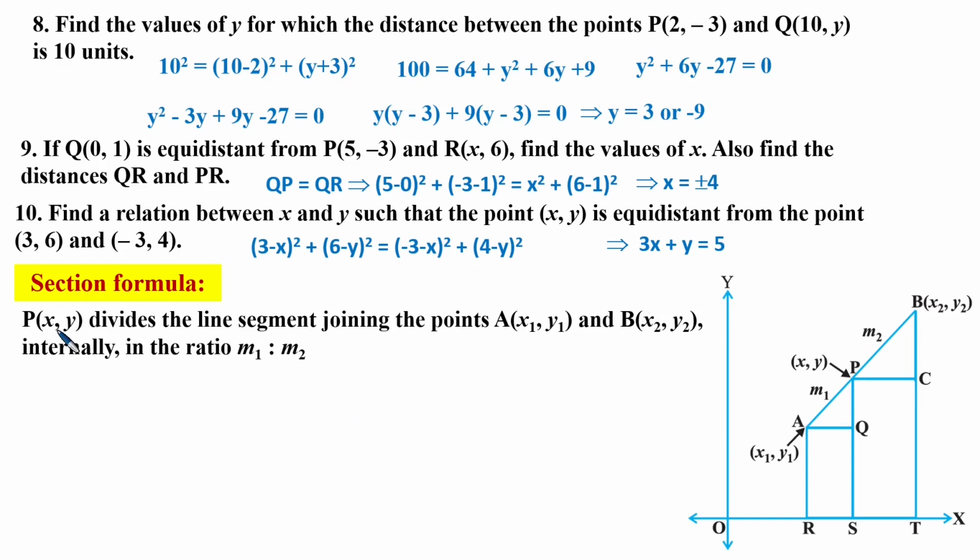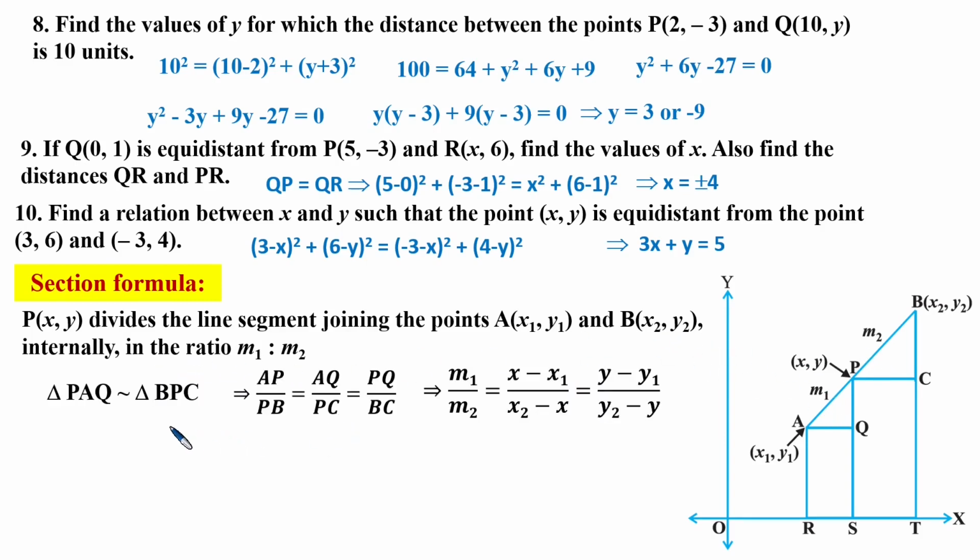Here the formula says P(x, y) divides the line segment joining A and B, A is (x1, y1) and B is (x2, y2), internally in the ratio of m1 is to m2, what I said. Then how do you find this P(x, y)? I have drawn some perpendicular lines and these are horizontal, parallel to the x-axis. So I made two triangles, and since these angles are the same, these two triangles are similar. So here I have written triangle PAQ is similar to triangle BPC. So these are two similar triangles. And then from the similarity condition, corresponding parts of similar triangles.